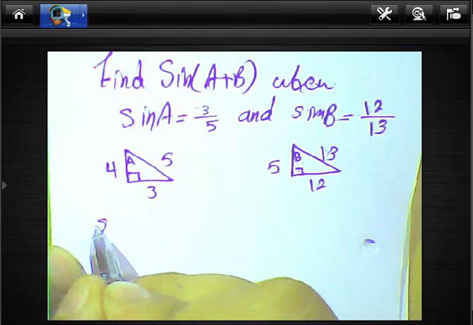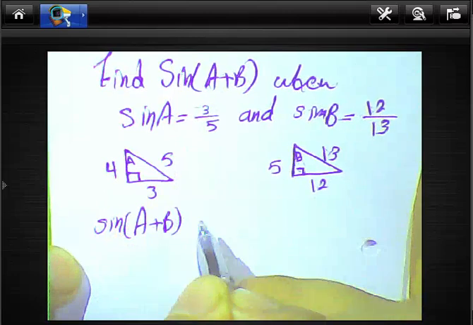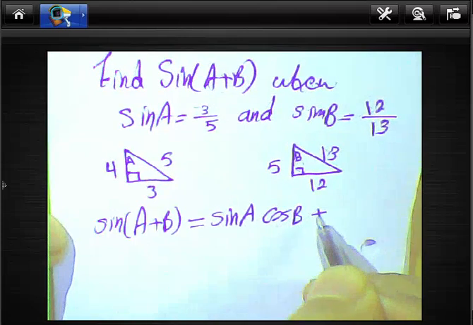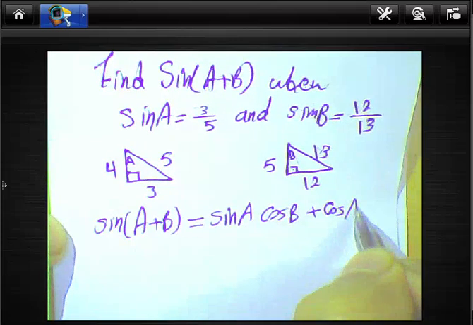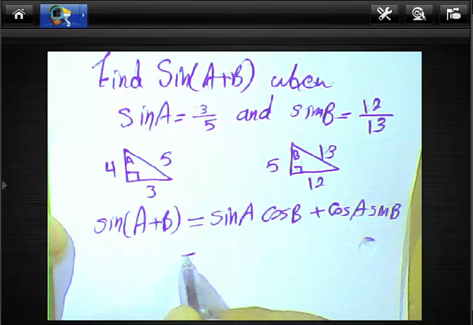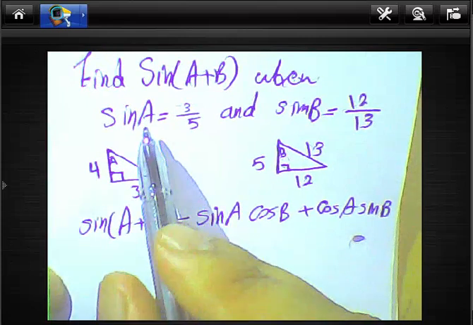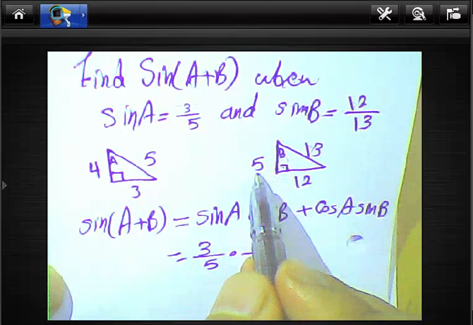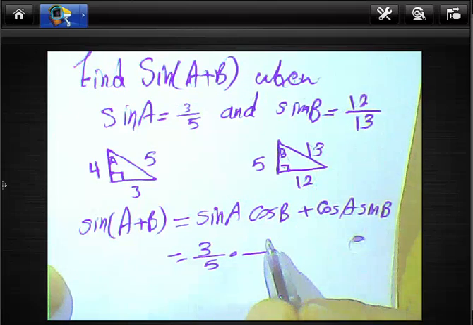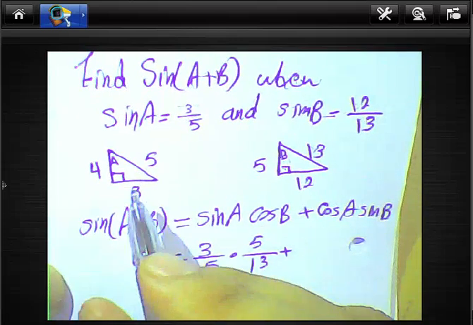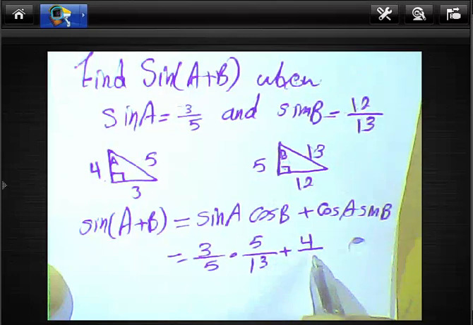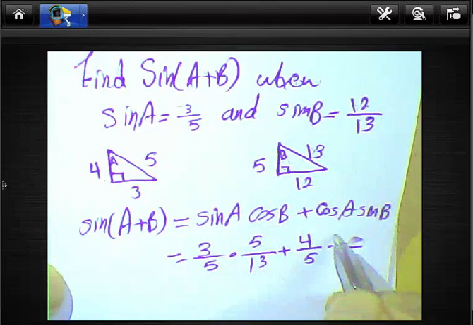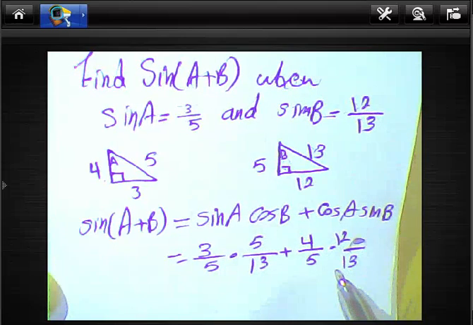So we can find sine A plus B equals sine A cosine B plus cosine A sine B. Look at here, sine A equals 3 over 5 multiplied by cosine B, 5 over 13, adjacent over hypotenuse. Cosine A, 4 over 5, multiplied by sine B, 12 over 13. You can write the result here.